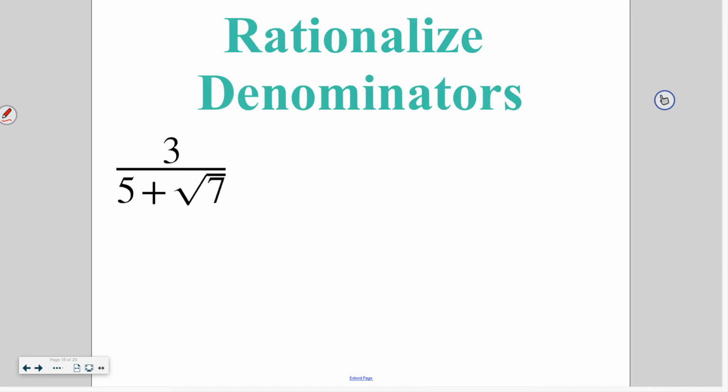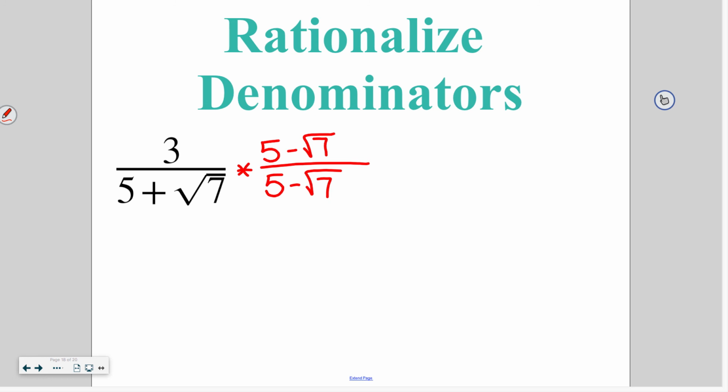So, rationalizing this denominator, I have 3 over 5 plus square root of 7. In order to rationalize it, I'm going to multiply the top and the bottom by the conjugate. So 5 minus the square root of 7.